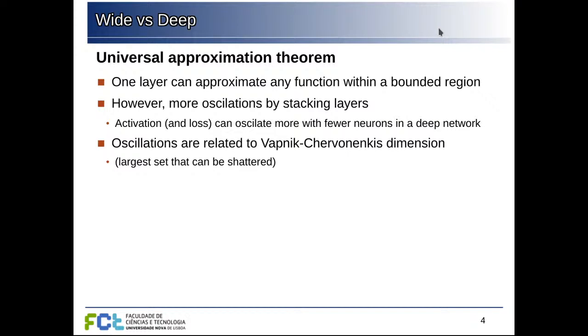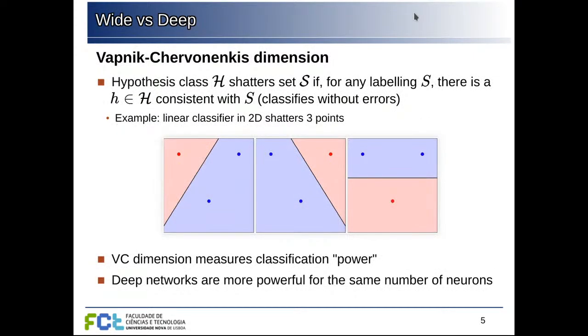So basically, if we want to do everything in one hidden layer, we need a lot more neurons in that hidden layer than what we would need if we stack them to obtain the same kind of oscillations on the output. And these oscillations are related to the Vapnik-Chervonenkis dimension. So to recall from last semester, the Vapnik-Chervonenkis dimension is the largest number of points that we can shatter with our hypothesis class. And shattering means being able to separate them regardless of labels.